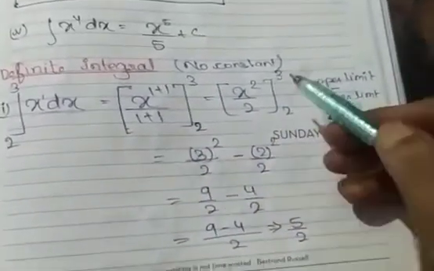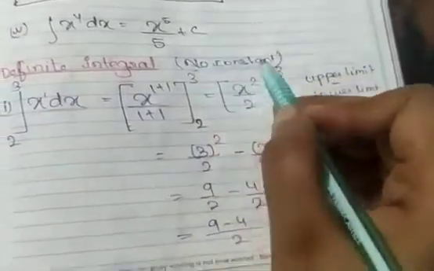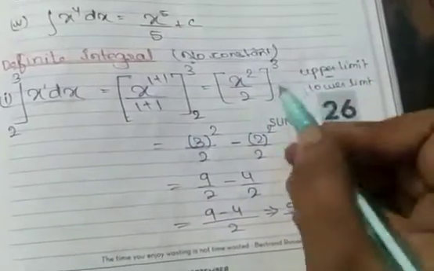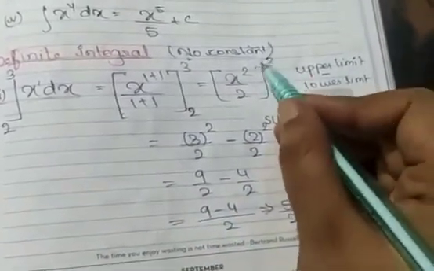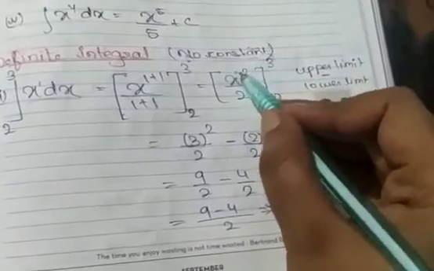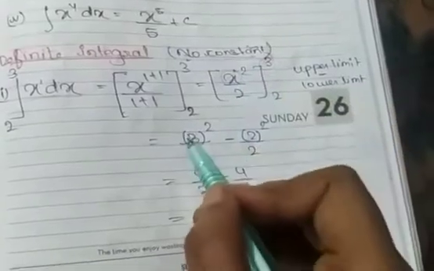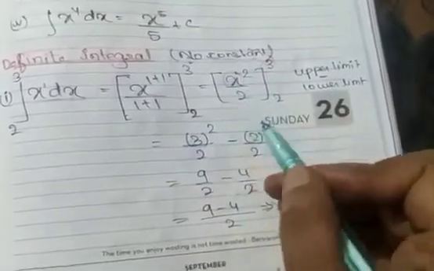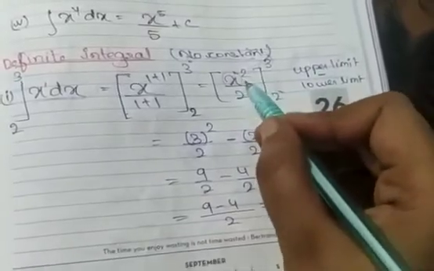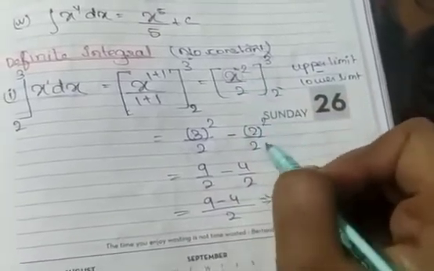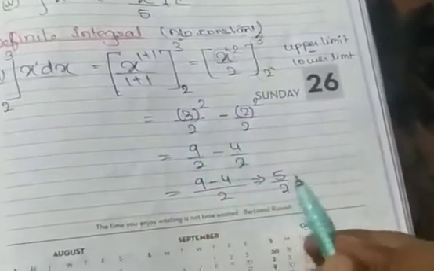Once we have completed the integration, here we will not put any constant. Why? Because we will directly find the exact value. First you put the upper limit in place of the variable. What is the variable? x. So in place of x, I'll put 3. So 3 square by 2 minus, we put the lower limit, which is 2. So 2 square by 2. Now solve it. 2 and 2 common out, so here 9 and here 4, so 5 upon 2.